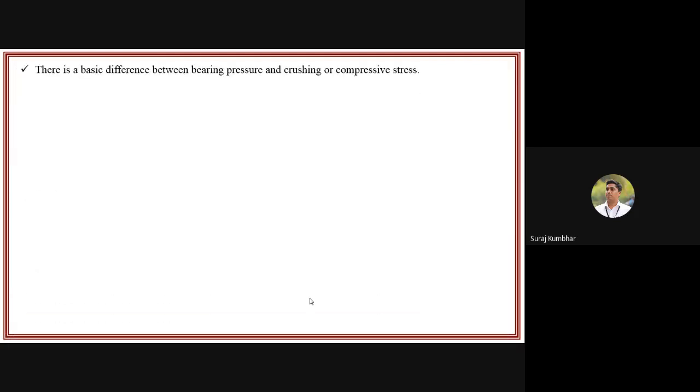Now there is a basic difference between the bearing pressure and the crushing or compressive stress. Bearing pressure and crushing stress are not the same. Already I have told you, sigma is nothing but the crushing stress or the compressive stress, that is P upon projected area. We have already found the crushing stress in the case of a quarter.